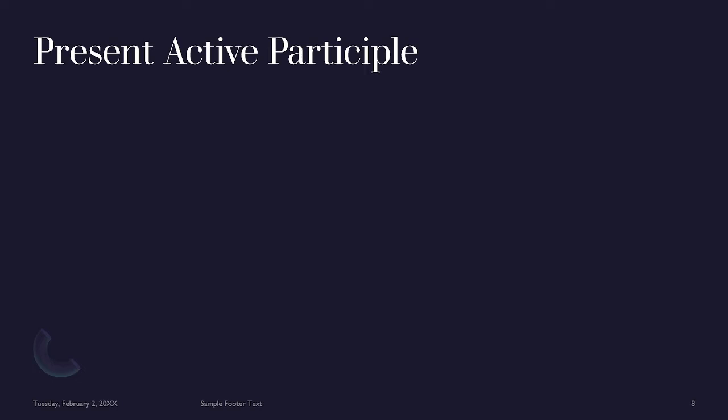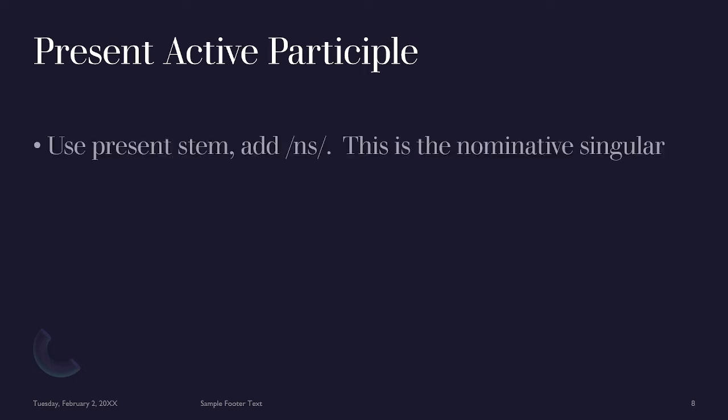All right? So how do we actually turn it into a present active participle? The first step is you take the present stem and you add the ending NS. This makes the participle a nominative singular form. And this nominative singular form covers all three genders, male, female, and neuter. So here's an example. Genuflecte plus NS equals genuflectens. That would be a nominative singular, male, female, or neuter present active participle.